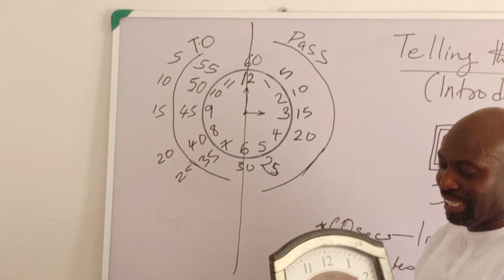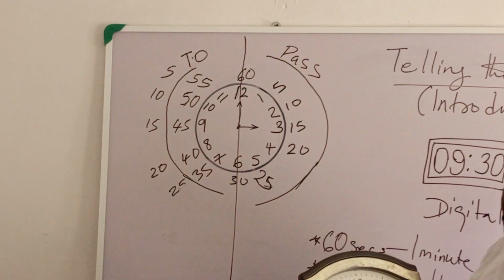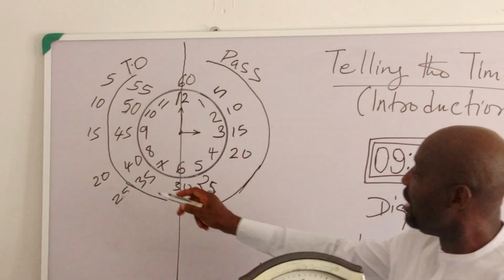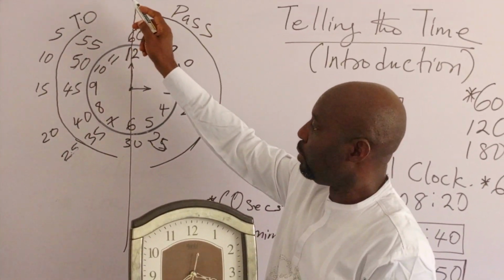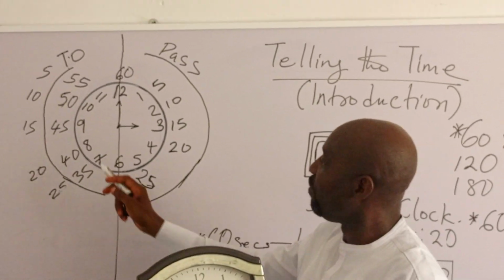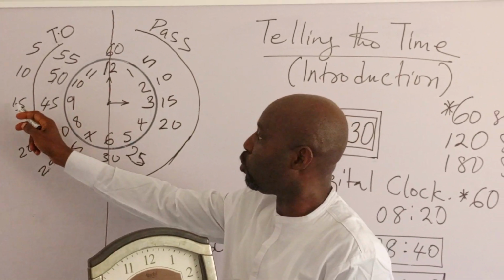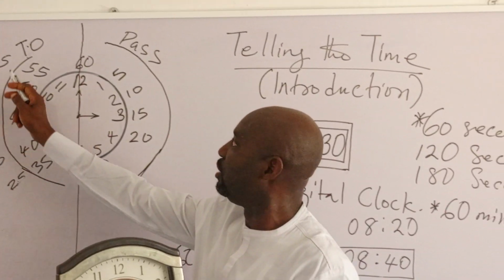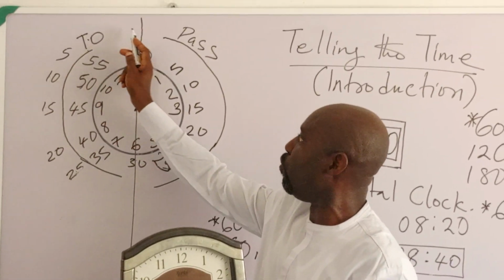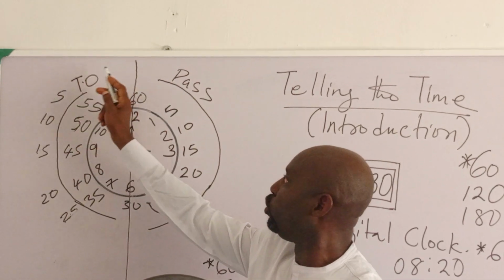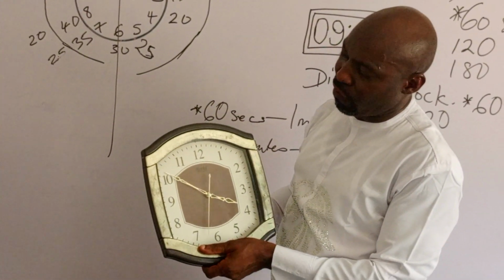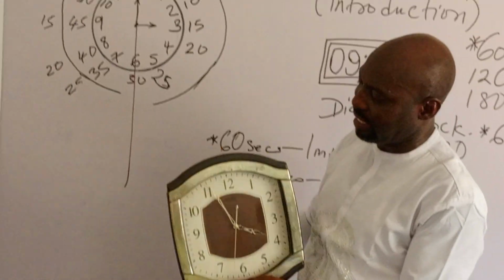Then if it moves again, we don't say 40 minutes past, but we say what? 20 minutes to 4. It moves again to 9. We don't say 45 minutes past, but what? 15 minutes to 4. Then it moves again, 10 minutes to 4. 5 minutes to 4. That is now 11.